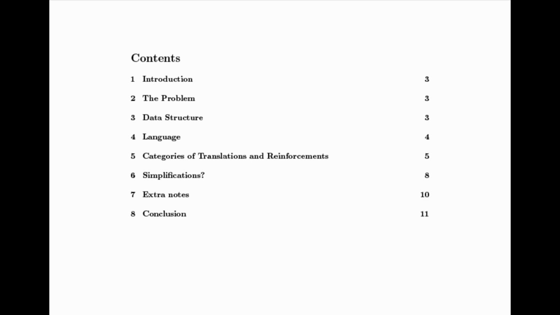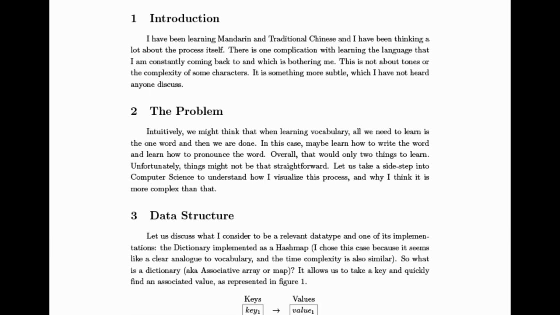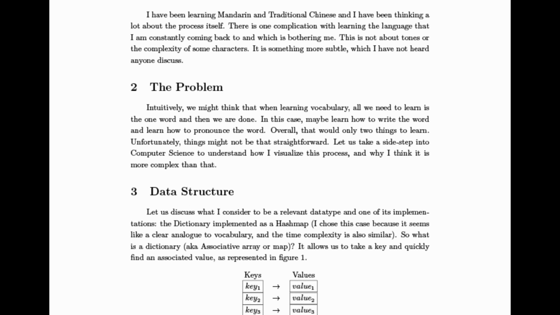I'm Sean Meanders, and today I'll be presenting an observation I made. Recently, I've been learning Mandarin in traditional Chinese, and I've been thinking a lot about the process of learning a language. And there is one complication with learning this language that I'm constantly coming back to and which is bothering me. It's neither tones nor the complexity of some characters. It's actually something more subtle, which I haven't heard anyone discuss before.